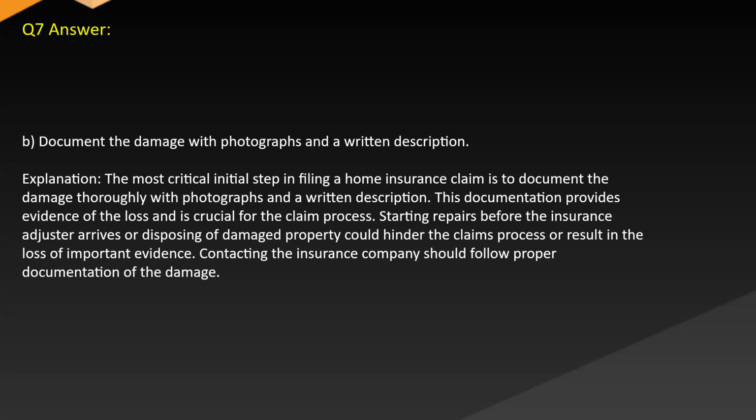Explanation: the most critical initial step in filing a home insurance claim is to document the damage thoroughly with photographs and a written description. This documentation provides evidence of the loss and is crucial for the claim process. Starting repairs before the insurance adjuster arrives or disposing of damaged property could hinder the claims process or result in the loss of important evidence. Contacting the insurance company should follow proper documentation of the damage.